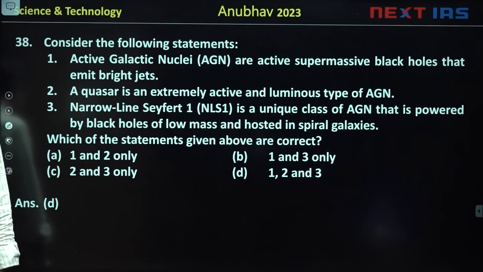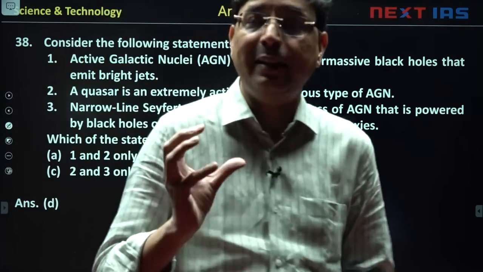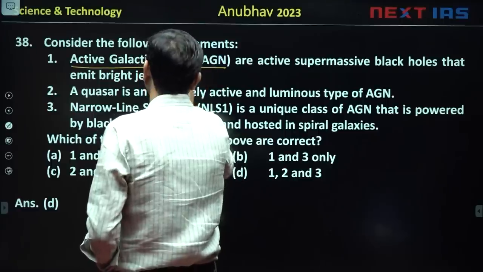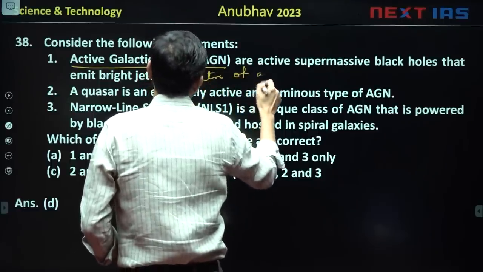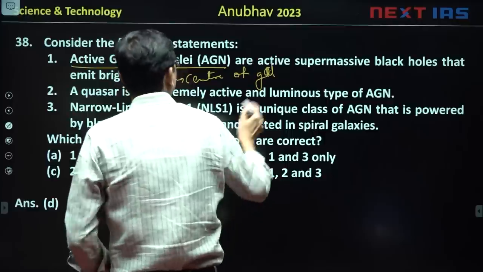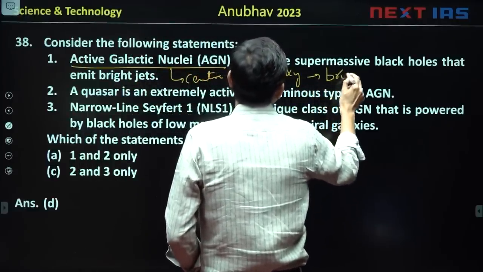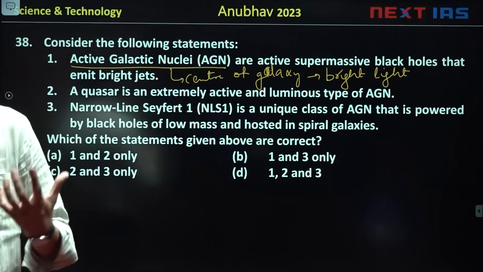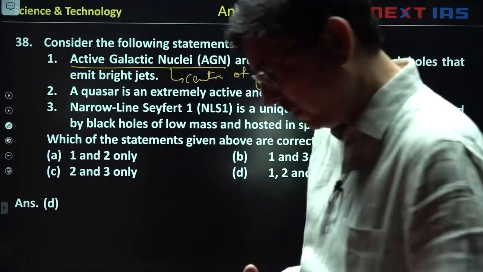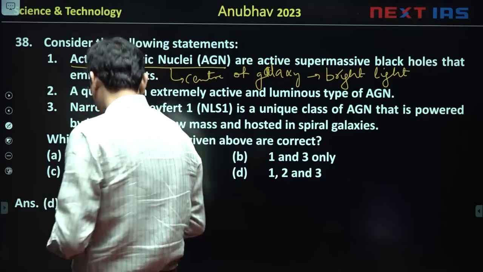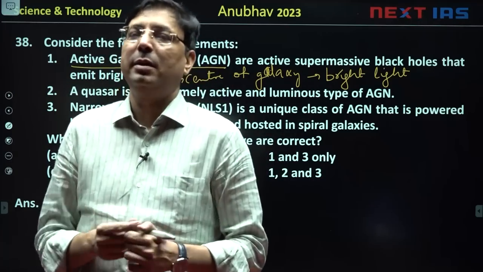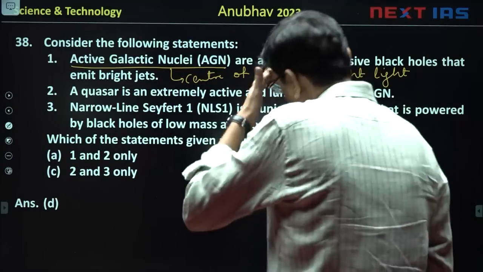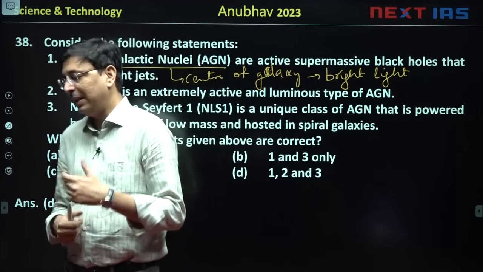Now, question number 38. Active galactic nuclei. Basically, an active galactic nucleus is at the center of a galaxy, with very bright light coming out of it. What happens is that there are supermassive black holes. When a supermassive black hole engulfs stars, some of the material of that star is converted into energy, which is light. That is called an active galactic nucleus.